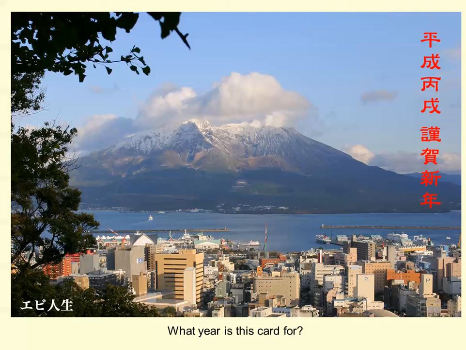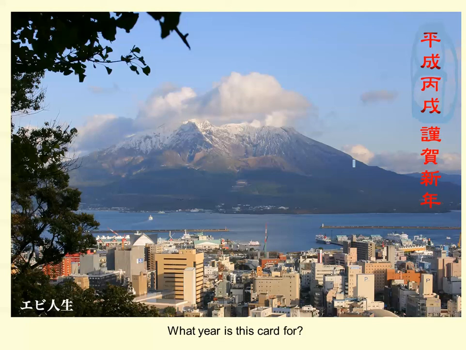How about this? What year do you think this postcard is? This is a greeting postcard, a New Year's card, and we see the date up here in the upper right-hand corner. These last four characters are Happy New Year. So what do we have here? Well, it's Heisei. And there's the cycle. Everyone got that cycle in their brain?